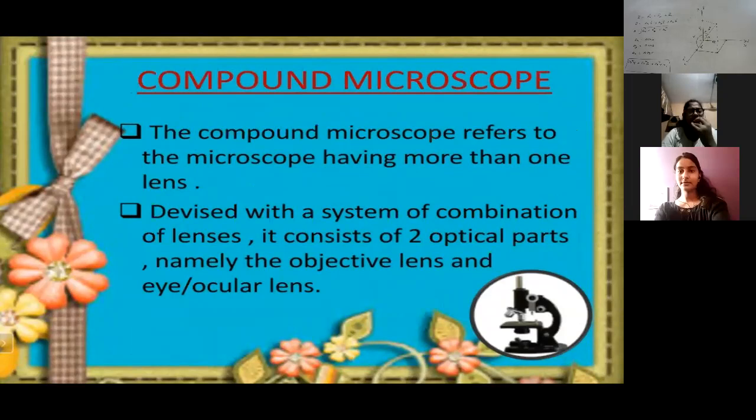The compound microscope refers to a microscope having more than one lens. It is devised with a system of combination of lenses which consists of two optical parts, namely the objective lens and the eye or ocular lens.